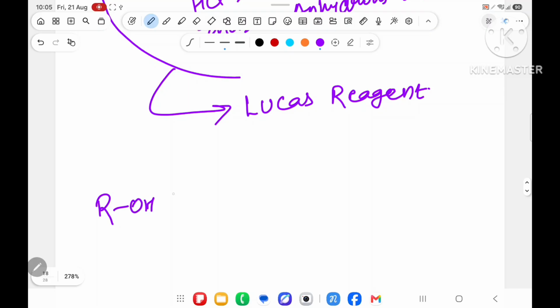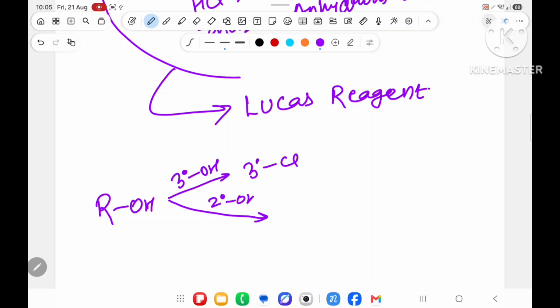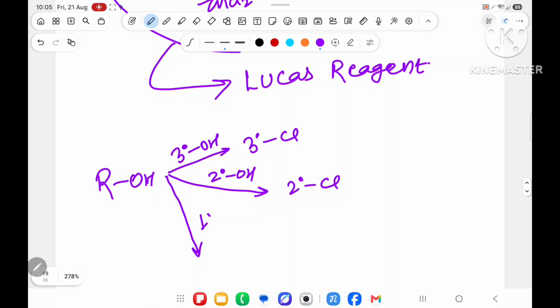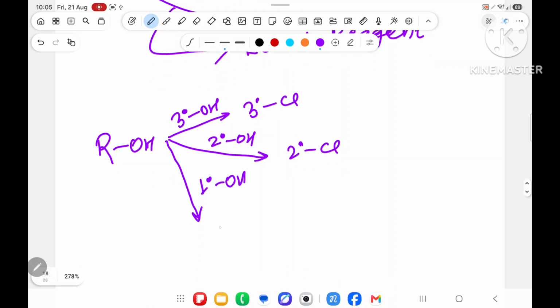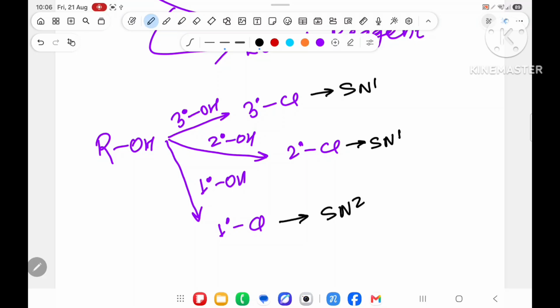Suppose you have taken alcohol and that alcohol is 3 degree alcohol. So what happened? 3 degree chloride, alkyl halide, will come. If you have 2 degree alcohol, 2 degree chloride will come. If you have 1 degree alcohol, 1 degree chloride will come. If 3 degree alcohol is there, it will follow SN1 with rearrangement. If 2 degree alcohol is there, SN1. But if 1 degree alcohol, SN2 it will form.